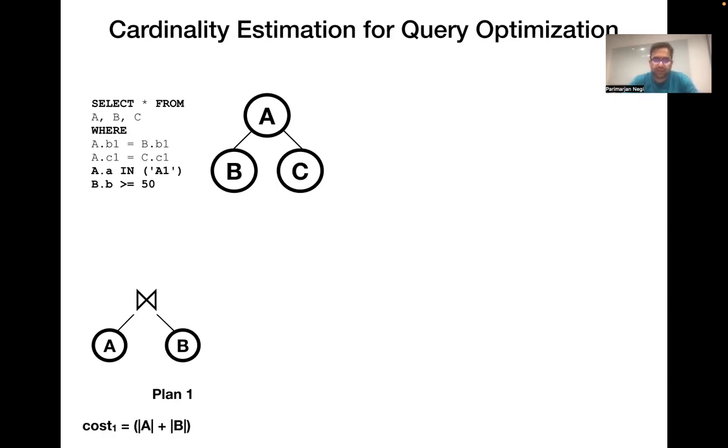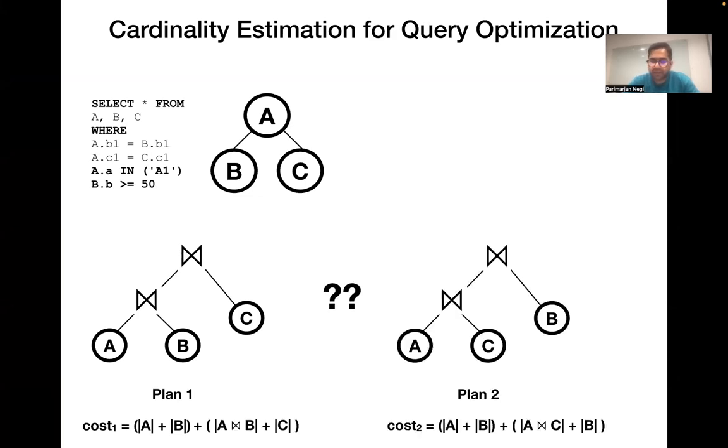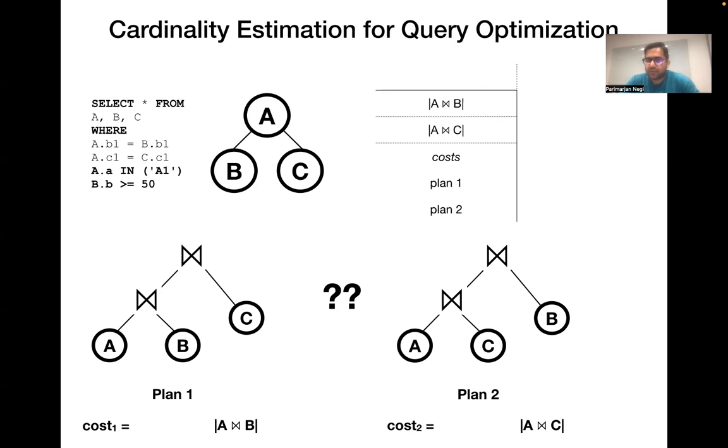plan would be join A and B first, then join C, and it has a particular cost. There's another plan like this. The decision made by the optimizer would really be comparing the cost of the intermediate results that are different, and those are often proportional to the cardinalities. And so, for example, the true cardinalities of these might be like this, and then plan one would be chosen by the optimizer.